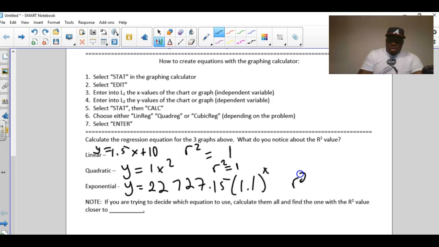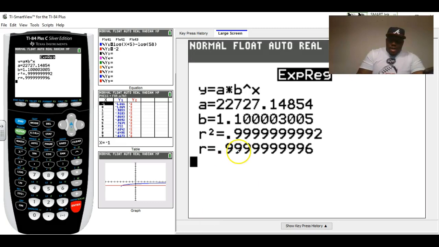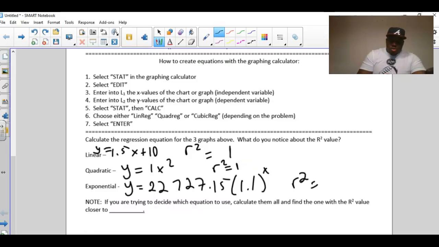And then our r squared, guys, let's talk about this. Y'all see how the r squared is 0.99999999992. All right, that's fine. We're going to put that: 1, 2, 3, 4, 5, 6, 7, 8, 9, 2. Nine nines.